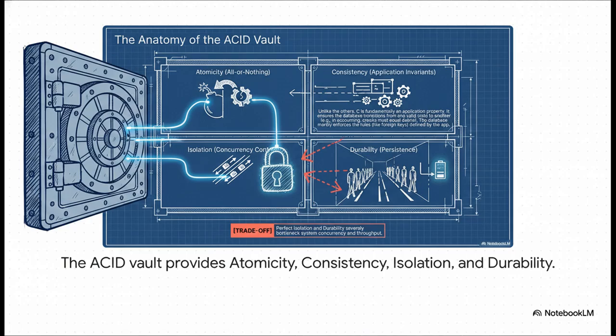I is for isolation. This one's huge. It's the illusion that your transaction is the only thing happening in the entire universe. And finally, D for durability. Once something's committed, it's there for good. Power outage? Doesn't matter. It's saved.